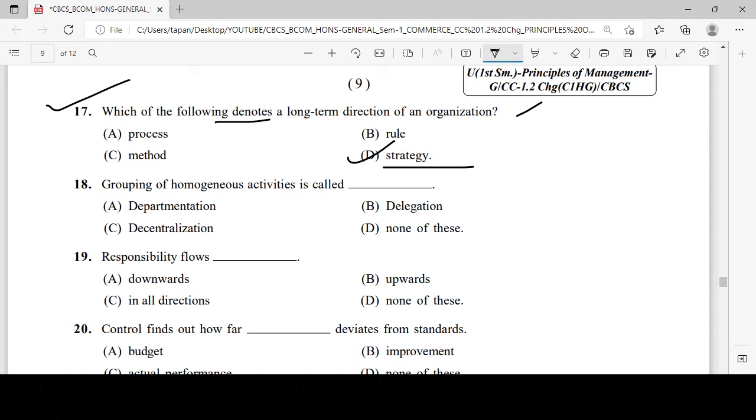Number 18, grouping of homogeneous activities. Homogeneous means same type of. Homogeneous activities is called departmentation. Departmentation means same kind of products are kept in a particular department, that is called departmentation.